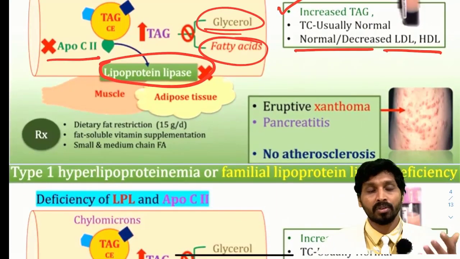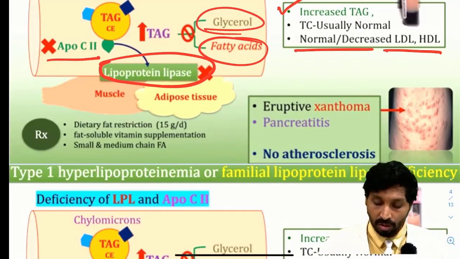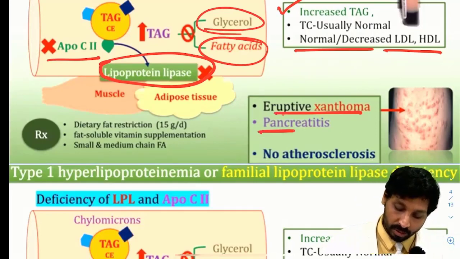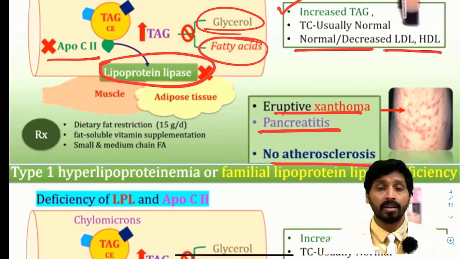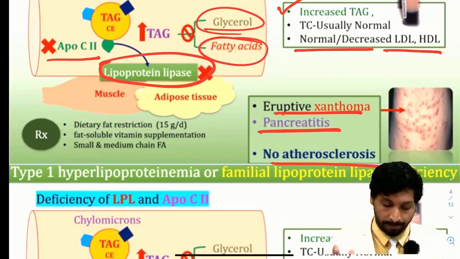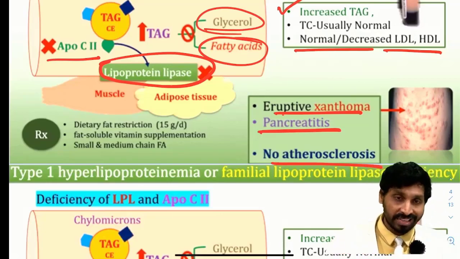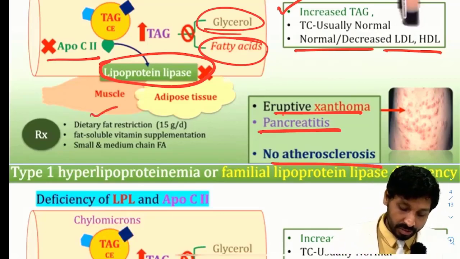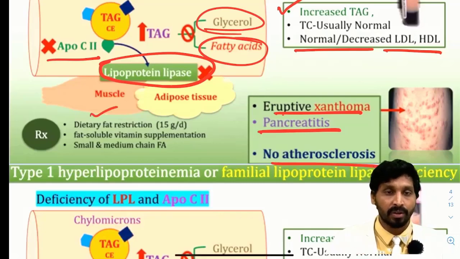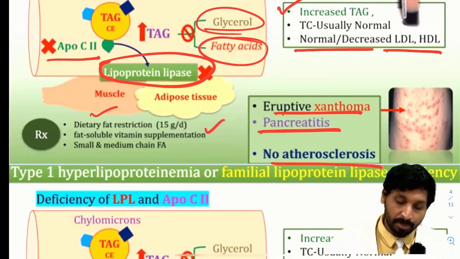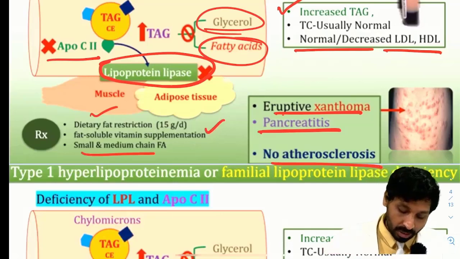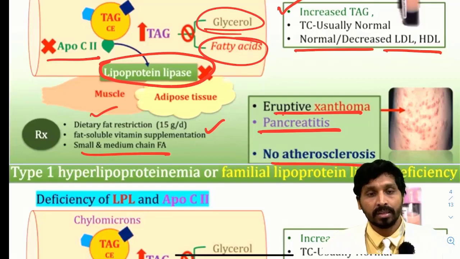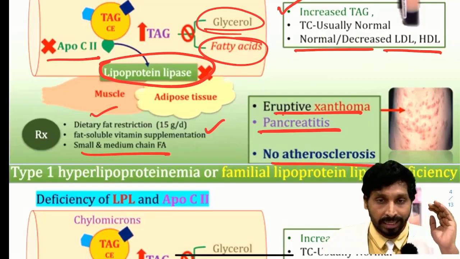Because of this hypertriglyceridemia, chylomicrons loaded with triglycerides start accumulating in the soft tissues, which leads to eruptive xanthomas and pancreatitis, but there is no atherosclerosis, because the type of lipid accumulating here is triglycerides, not cholesterol. So what is the treatment for this? Dietary fat restriction, minimal, around 15 grams per day, and fat soluble vitamin supplementation, which aids the metabolism of chylomicrons, and small and medium chain fatty acid consumption has to be there, avoiding direct triglyceride content.